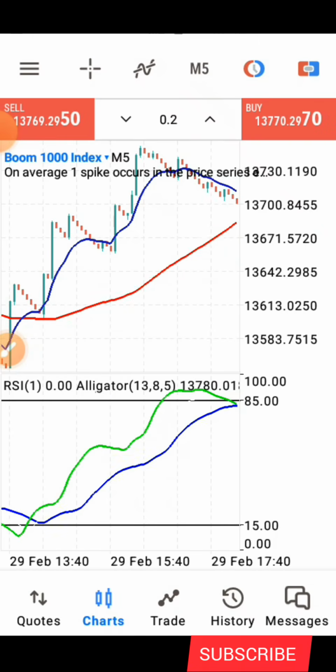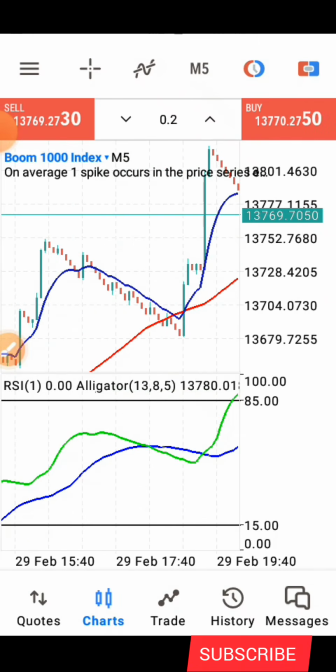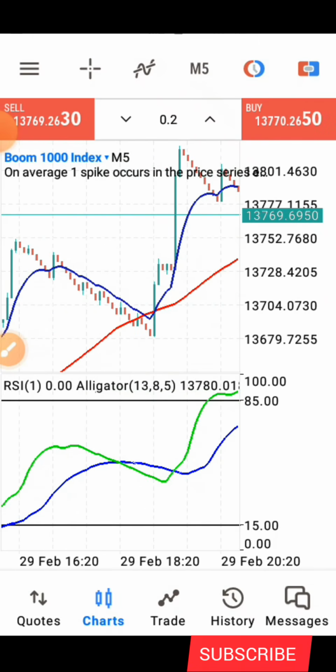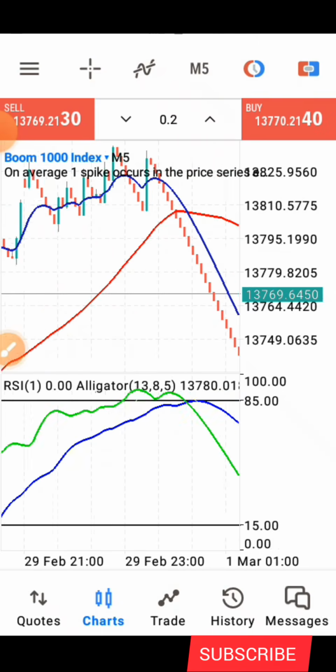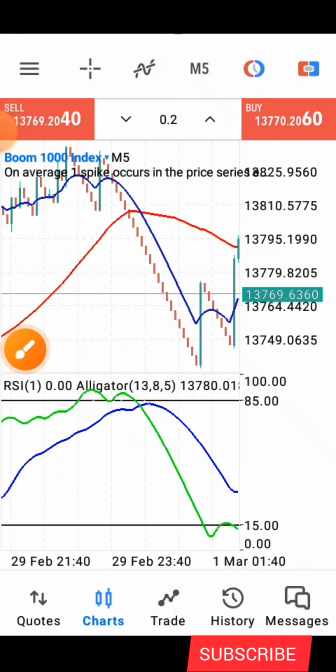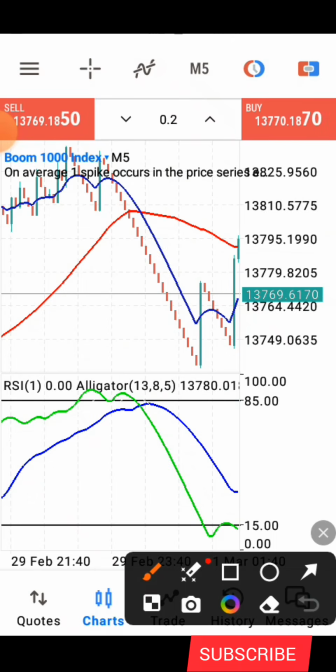Now for the regular candle, you apply the same method. Whenever you see that the blue has crossed below the red on the main chart, and also on the indicator window you can see the green crossing below the blue, when you spot something like this, you go in for, let's say, 5 candles. Then you are out.